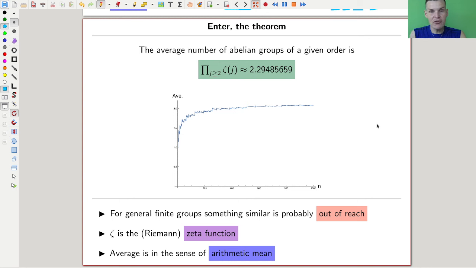Because the average number of abelian groups of a given order is a finite number. And it turns out it's roughly around 2.93. So the average number of abelian groups is finite, and it's 2.3, like really finite. So if you just don't want to do the calculation, you just want to know how many abelian groups there are of a very large order, well, it's roughly 2.4 on average.